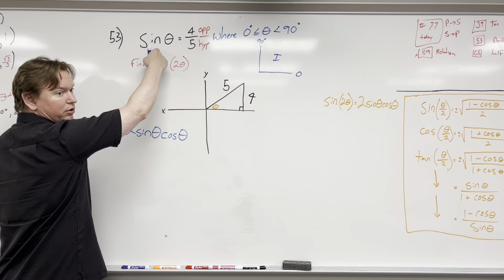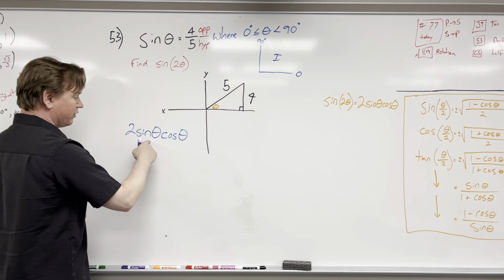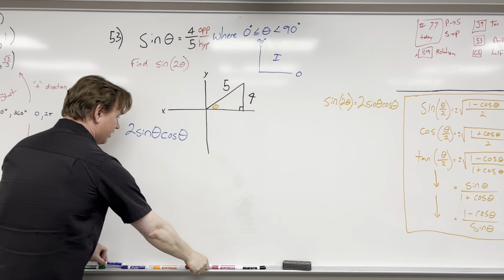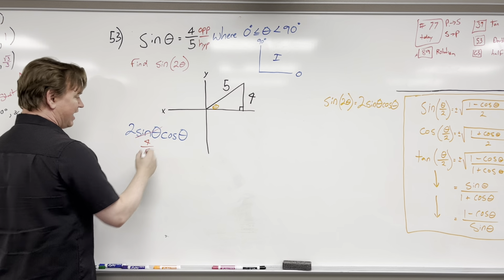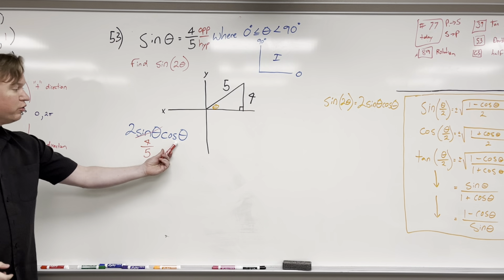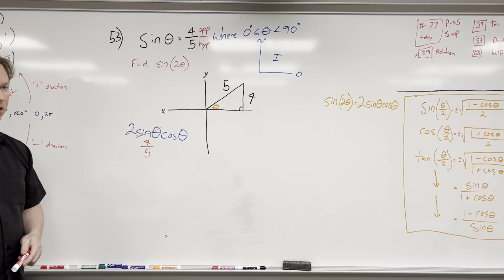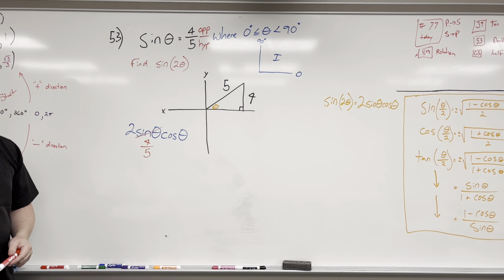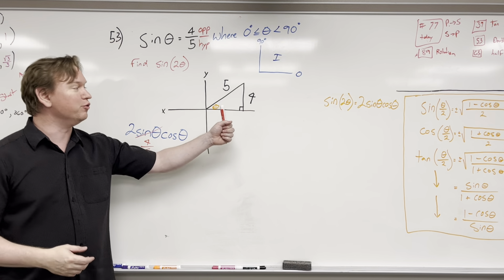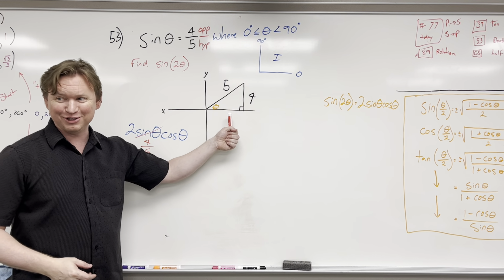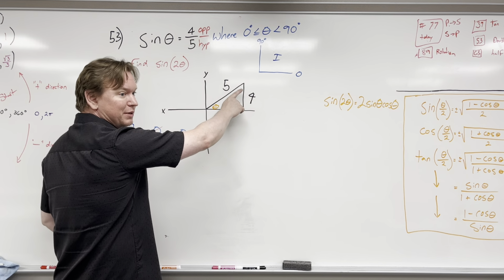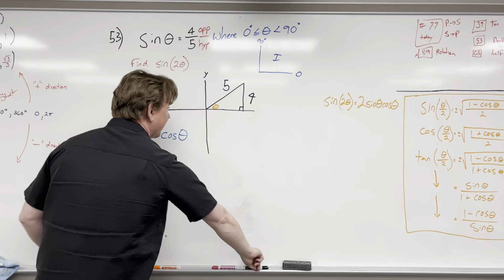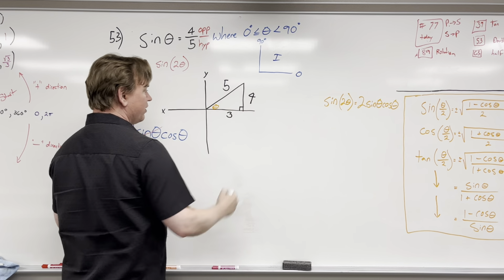It gave it to you. 4 over 5. That's what this is. So this guy right here is actually 4 over 5. That's what sine is. What's cosine? Do we know it? Either you know your Pythagorean triples for this one, or you figure it out with a squared plus b squared equals c squared. But yeah, you're right. You get 3 right there.